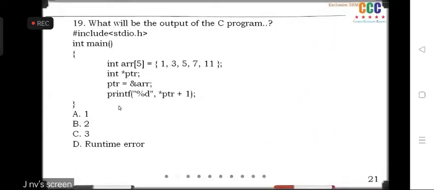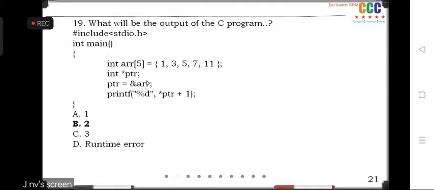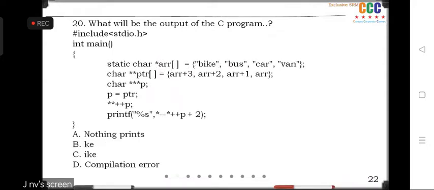Svikriti is saying 2, Yashishwini 2. Yes, the answer is 2 only, right? Answer is very clear. Star PTR equals to ARR. It is P. We are pointing to 1 plus 1, 2. It is 2. Very simple question.